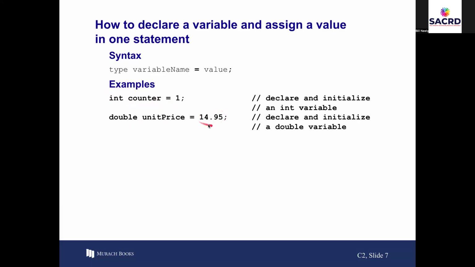And when you are declaring doubles and using what we call literals, this is 14.95. This is a literal double value. You're going to want to always make sure that you use the decimal point with some precision. So if you're going to assign unit price of 14 even, since it's a double, you're going to want to assign that 14.00.